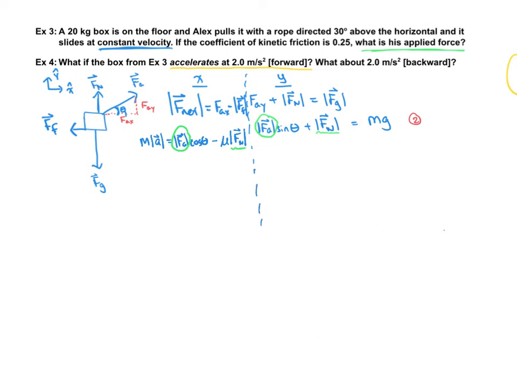So on the left, m times a is 20 times, acceleration is 2.0. Fa cos theta, so Fa cosine 30 degrees, minus mu Fn, so 0.25 Fn. So that's the equation for the x side.